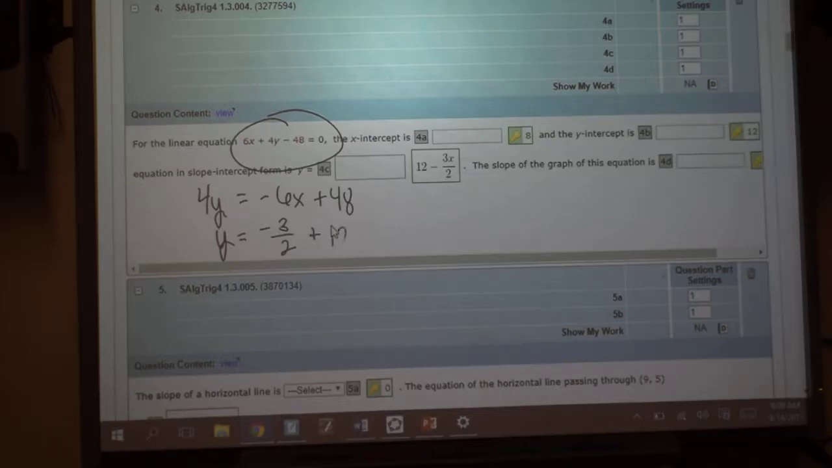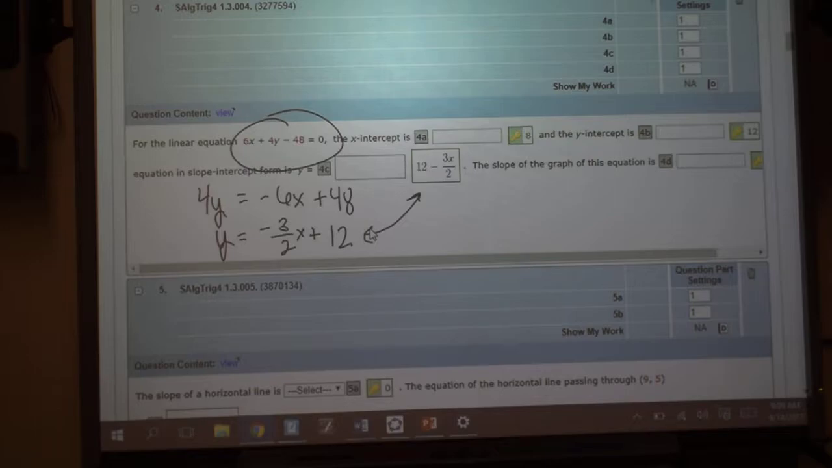plus 12. I got to put my x on there. And you see that it's writing differently. Okay, they're putting the variable term second. It doesn't matter. It's commutative. You can move it around. Okay, 12 minus 3 halves x and negative 3 halves x plus 12 are the same thing. Is that okay? Yeah. All right.